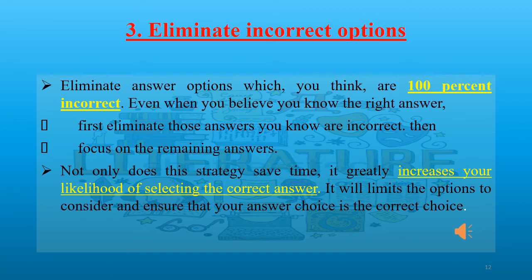The third strategy to do MCQs correctly is to eliminate incorrect options. When you read the options to the given MCQ, you know there is only one correct option and there are 3 incorrect options. Sometimes you are confused about some options and sometimes you are sure that certain options are incorrect. So if you eliminate those incorrect options, it will give you a better chance of finding the correct answer. Eliminate answer options which you think are 100% incorrect, even when you believe you know the right answer.